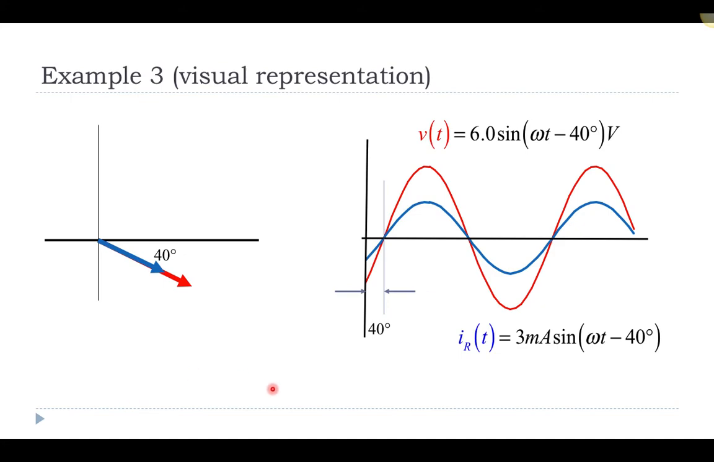So if I was going to represent these as phasors and also in waveform, I would have my voltage, which has been shifted to the right by 40 degrees, and I would have my current, which has also been shifted to the right by 40 degrees. And then in phasor notation, both the voltage and the current would appear 40 degrees below the axis.